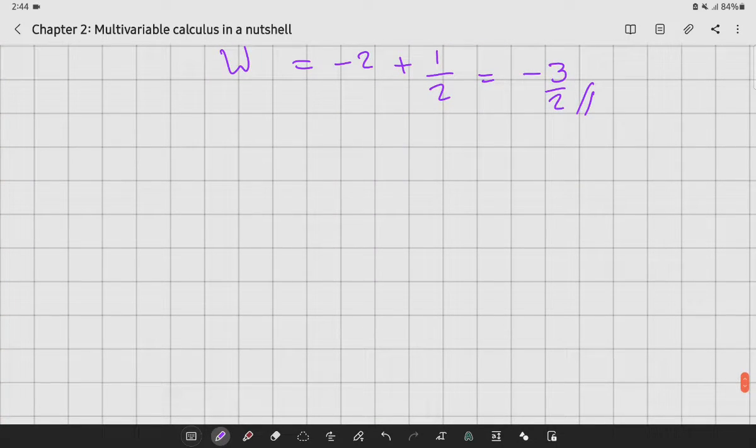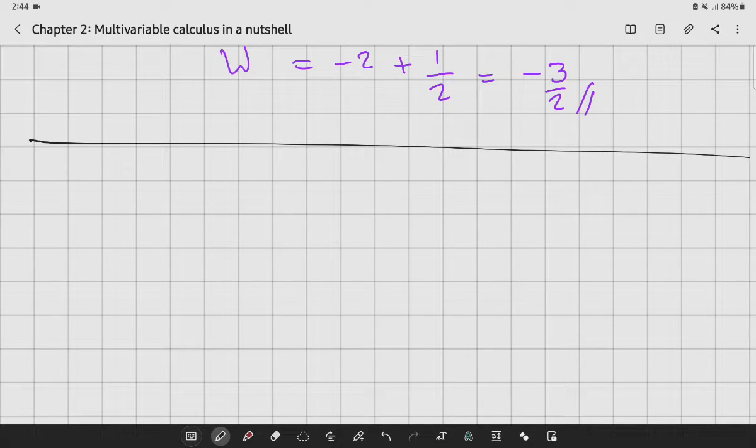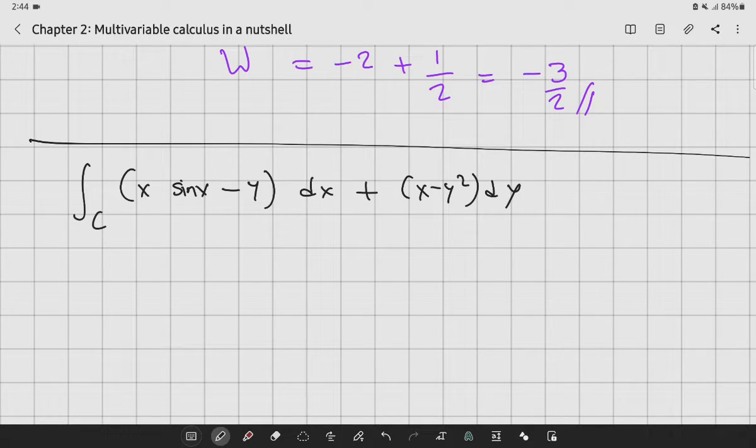Okay, this is a continuation of this theme, finding the best way to do an integral. This time I'm being given an integral like this: c of x sine x minus y dx plus x minus y squared dy. Let's say this is W again, because work is a line integral, the most famous one. This time it is a closed path, and I'm going to show you what the path c is.